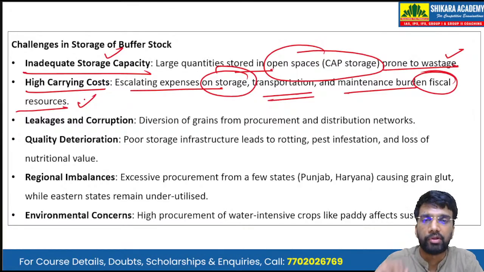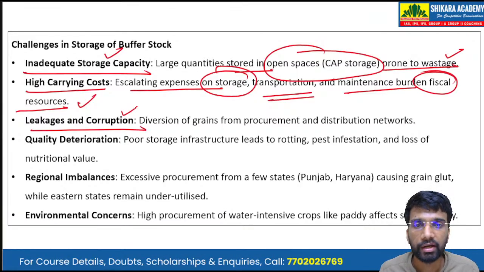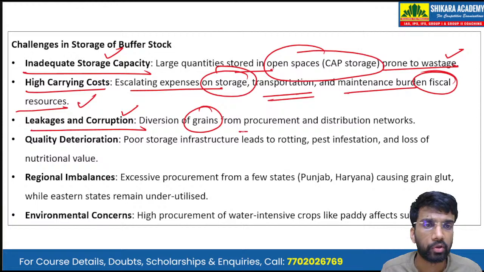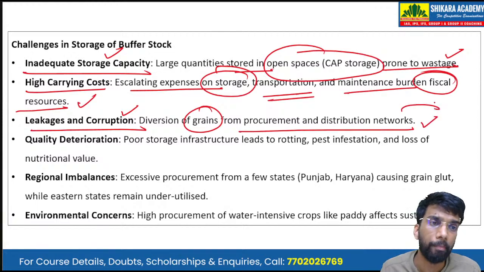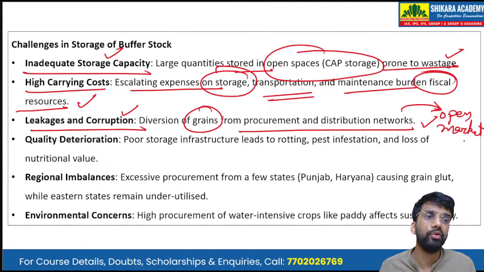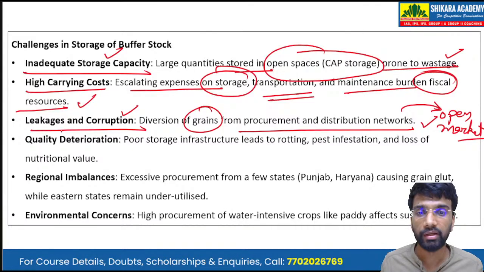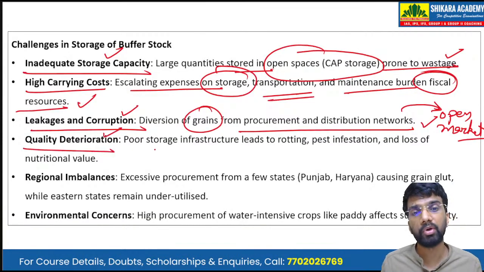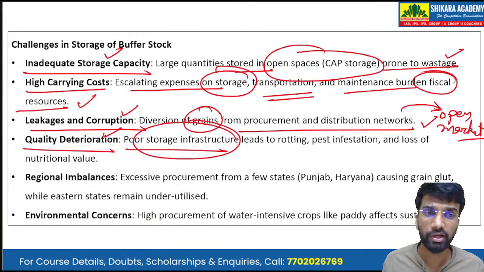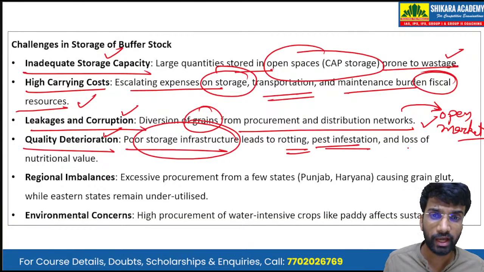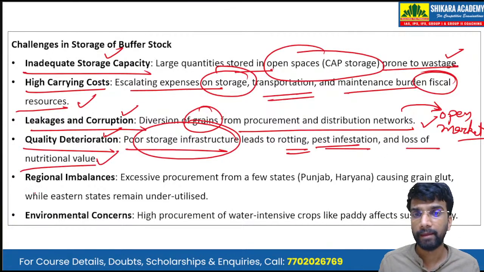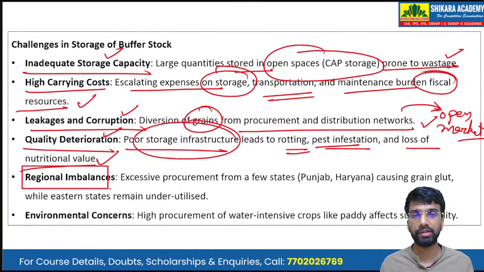of these buffer stocks. Then there are leaks and corruption, diversion of grains from procurement and distribution networks to the open market. Okay, so instead of the PDS system, the grains are sold in the open market. Then there is quality deterioration, because poor storage infrastructure leads to rotting, pest infestation, and loss of nutritional value. Then there are regional imbalances.